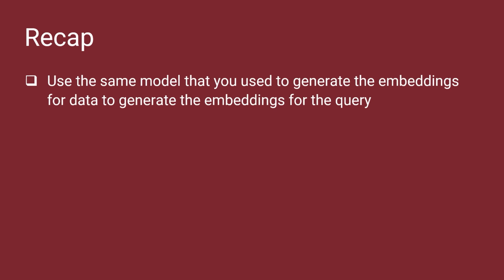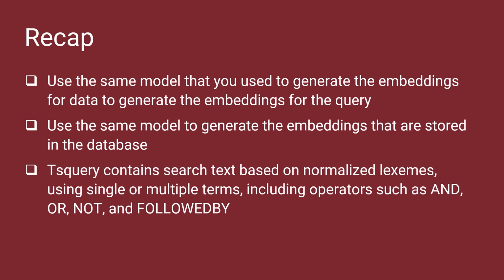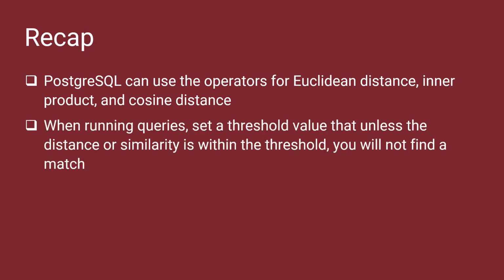In this video, you learned to use the same model that you used to generate the embeddings for data to generate the embeddings for the query. Use the same model to generate the embeddings that are stored in the database. TS query contains search text based on normalized lexemes using single or multiple terms, including operators such as and, or, not, and followed by. PostgreSQL can use the operators for Euclidean distance, inner product, and cosine distance. When running queries, set a threshold value so that unless the distance or similarity are within the threshold, you will not find a match.